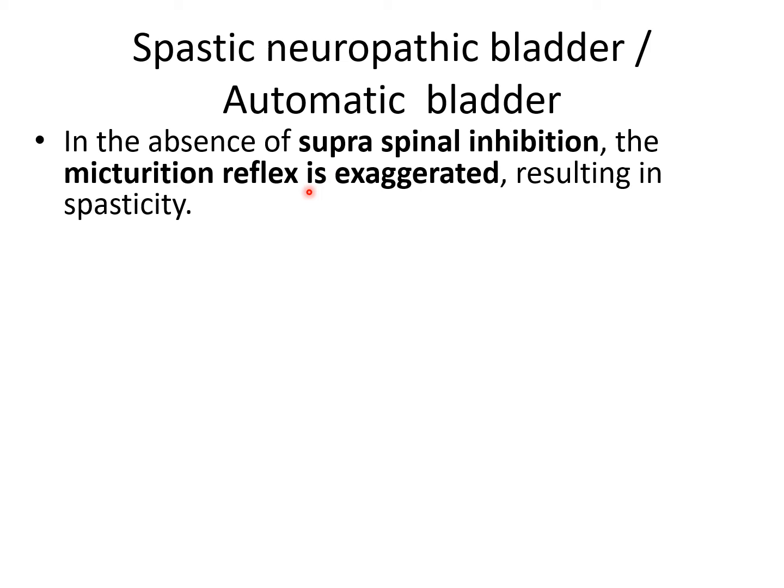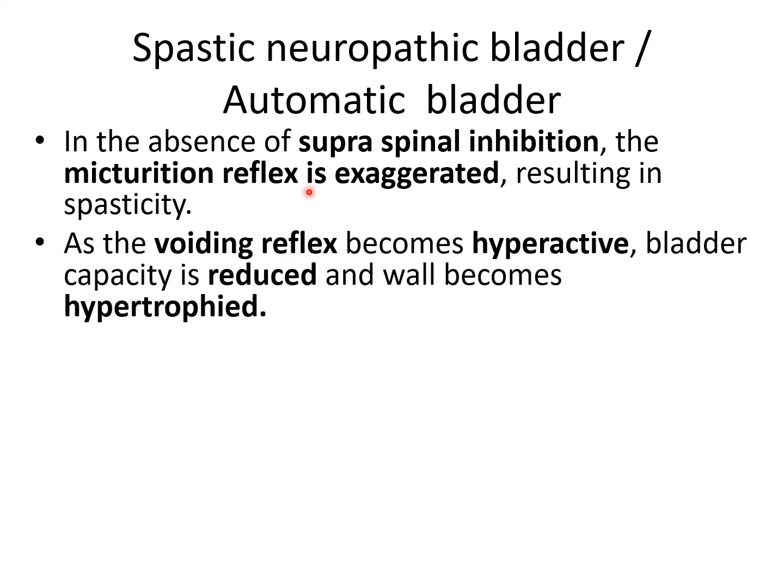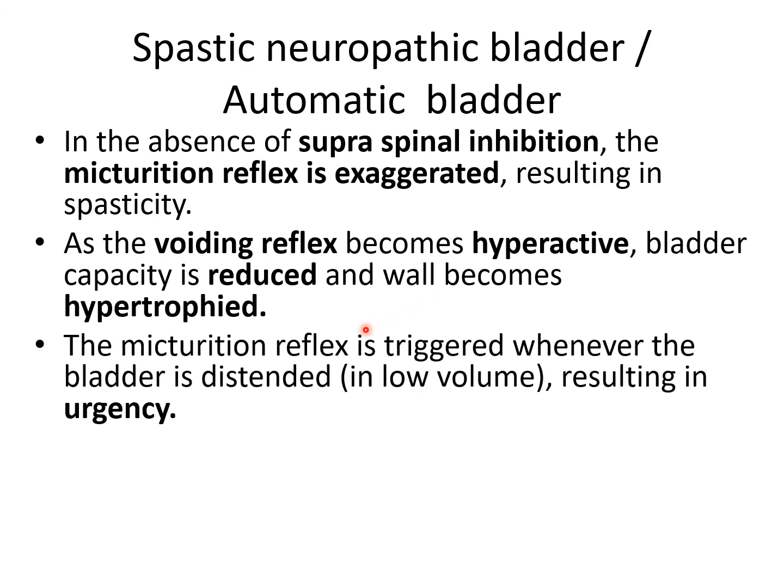So this is also called spastic neuropathic bladder. As the voiding reflex becomes hyperactive, bladder capacity is reduced and the wall becomes hypertrophic. The micturition reflex is triggered whenever the bladder is distended. So even at a lower volume, where the normal volume is 400 ml, even at 150 or 200 ml of volume, it gives rise to contraction of the detrusor muscle, resulting in urgency, an immediate need for voiding.